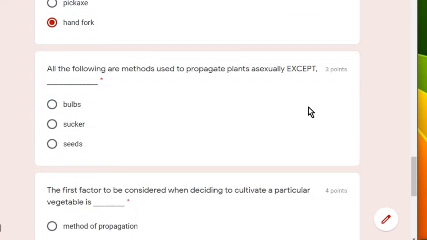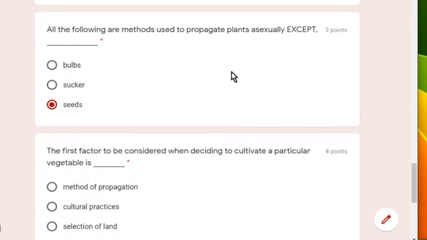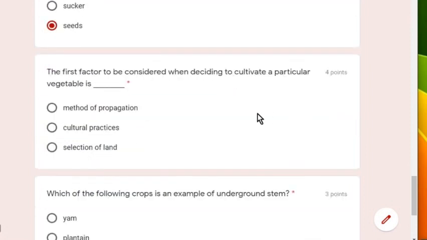Next question. All the following are methods used to propagate plants asexually, except. Asexual means we are not using seeds. We are using parts of the plant. So bulbs can be used. Bulb is used for propagating onions. We can use suckers. Suckers are used for propagating plantain and bananas. But seed is sexual. That is, a seed is obtained from fertilization. So seed is sexual, but other parts of the plant being used is asexual or vegetative.